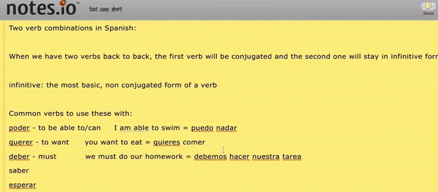So once again, you can see that two verb combination. Very important to keep in mind also the first one's always getting conjugated because we have to carry that information of who's doing it and when it's happening. But the second one's going to stay infinitive.